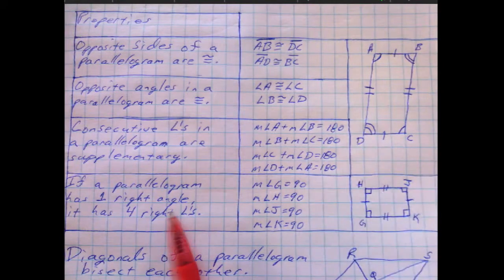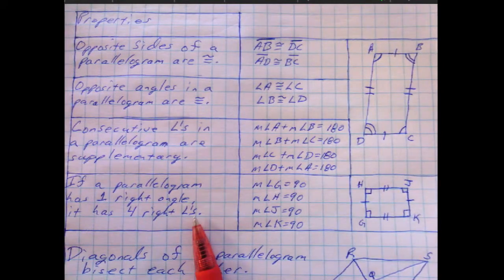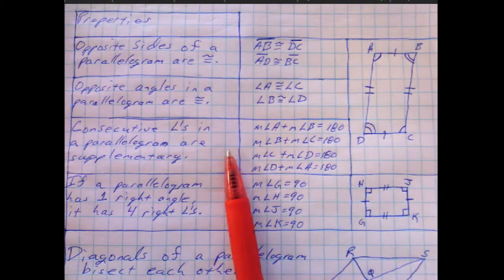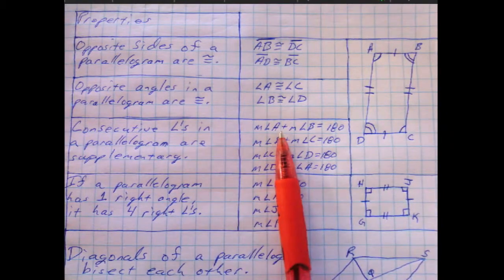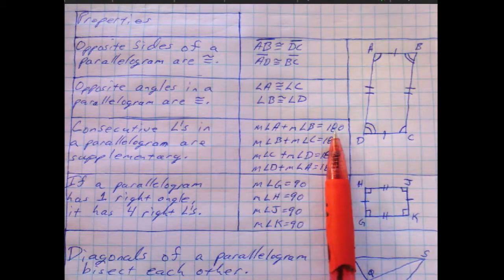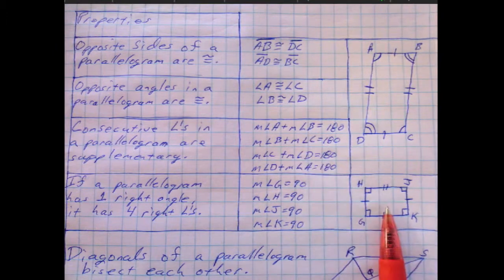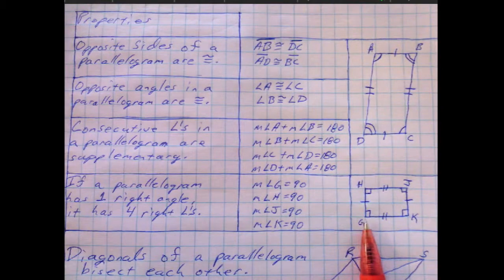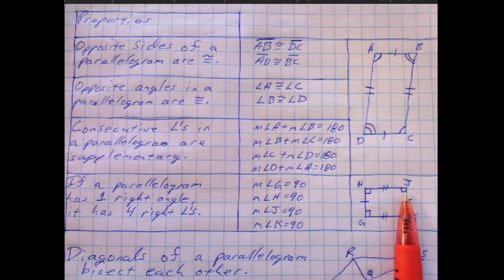Alright? So then our next property is if our parallelogram has one right angle, then all 4 of them have to be right angles. And that makes sense with this one that we just talked about. Because if one of these is 90, to get 180, the other one has to be 90. So we have this picture down here. So if G is a right angle, then H has to be a right angle, because they have to add up to 180. So they're both 90. If H is 90, then J has to be 90, because they have to add up to 180.